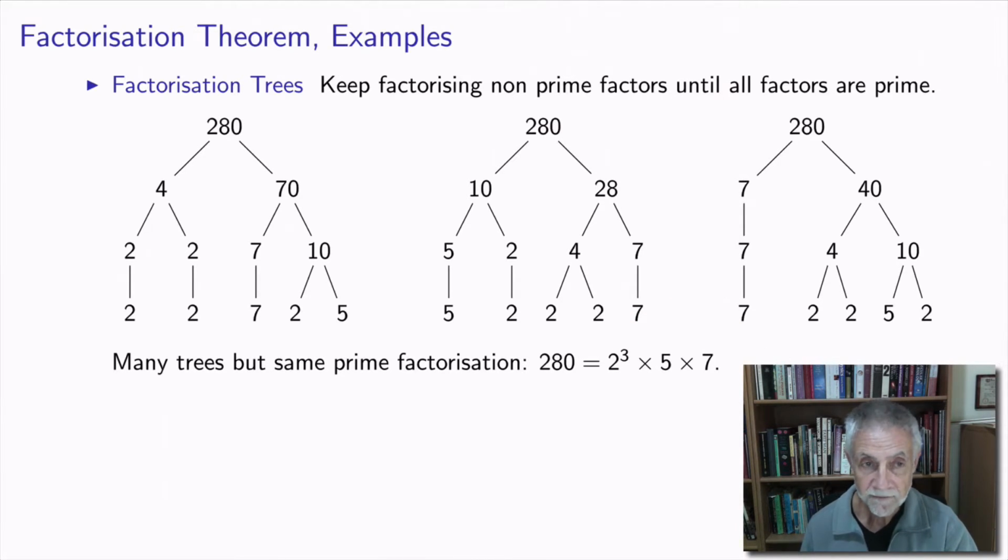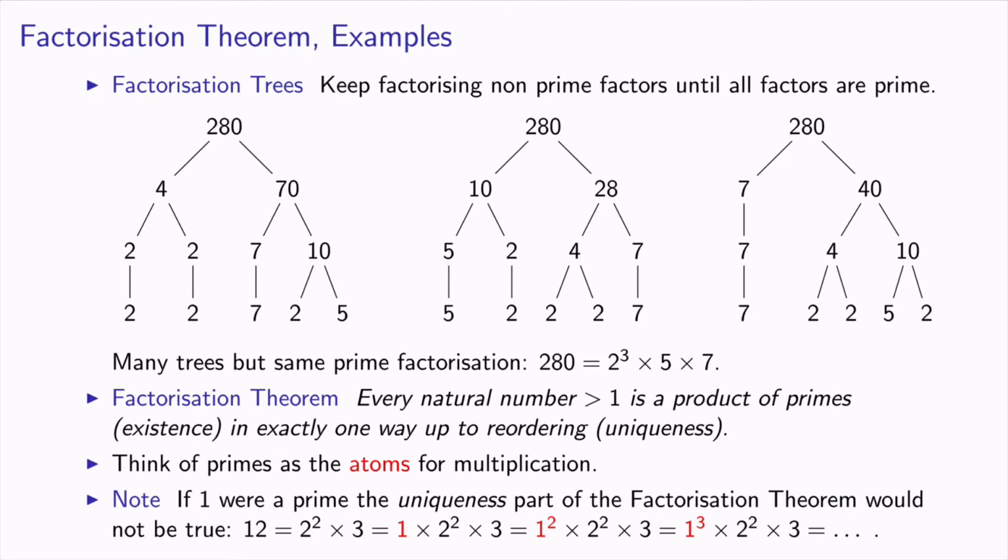So, based on that, we have, and we'll prove in a minute, the factorization theorem, that every natural number bigger than 1 is a product of primes. So that's the existence. You can actually factorize every number into primes in exactly one way up to reordering, and that's the uniqueness. So we followed a number of different factorization trees. Each one of them gave us, in the end, the same product of primes after reordering. You can think of primes as the atoms or the basic building blocks for multiplication, and hence their importance in arithmetic.